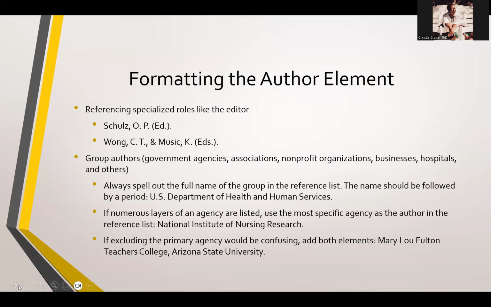If you have group authors, whether those are government agencies, associations, nonprofit organizations, businesses, hospitals, any group author, you want to always spell out the full name of the group in the reference list. The name should then be followed by a period. So in this example, U.S. Department of Health and Human Services, that is the author name, and so you still would include a period. And then you would space, and then you would include parentheses and the date.